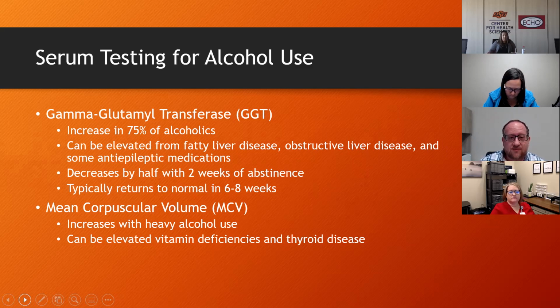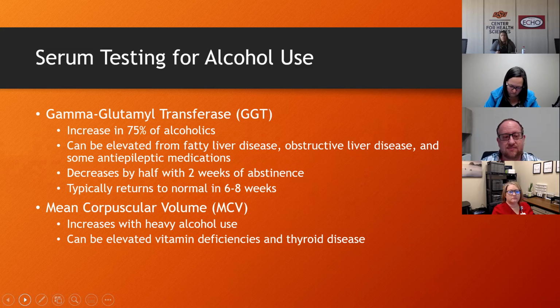We know that if GGT is elevated from alcohol use and they stop drinking for 2 weeks, the number should reduce to about half of what it was when they were actively drinking. And within 6 to 8 weeks, GGT tends to return to normal once they cease drinking. Of course, that's with the caveat that they don't have cirrhosis, fatty liver disease, or other liver diseases that may keep it elevated despite the cessation of alcohol use.